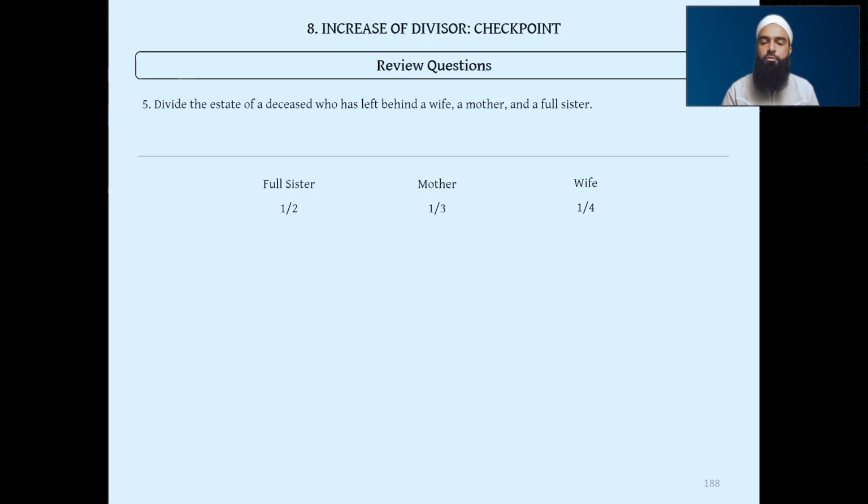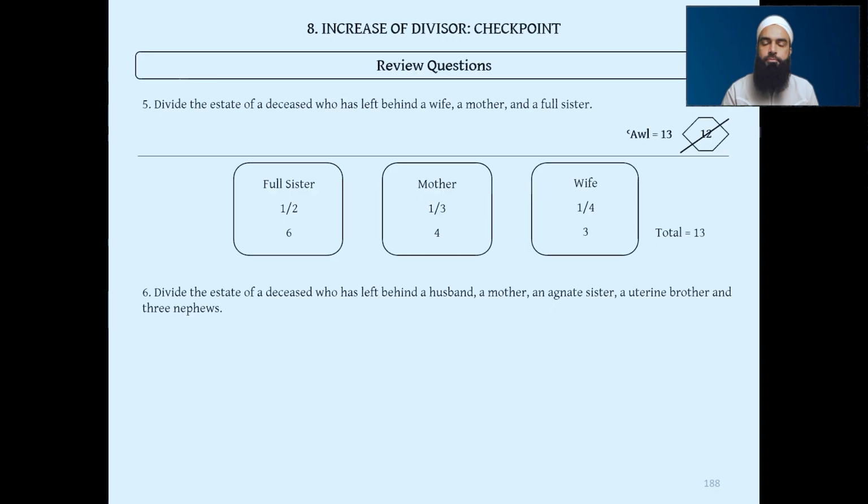So we ignore the third, we use the bigger denominator, the quarter. We use the 4 to multiply by 3, which gives us 12 as our divisor. We give the wife a quarter of 12, which is 3. Mother gets a third of 12, which is 4. And the full sister gets a half of 12, which is 6. So add it all up. 6 plus 4 is 10, plus 3 is 13. So our total is 13, already bigger than the divisor. Cross out the divisor, awl of 13. So this is the answer for this.